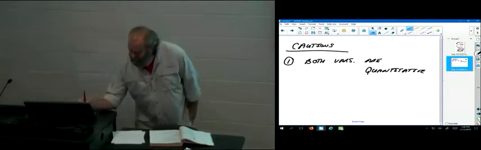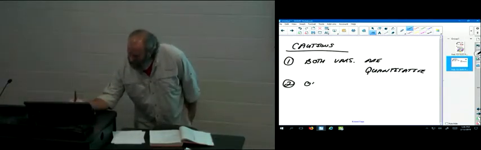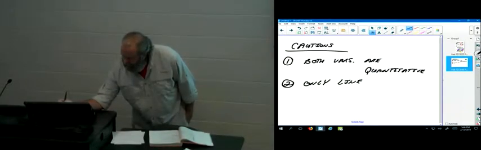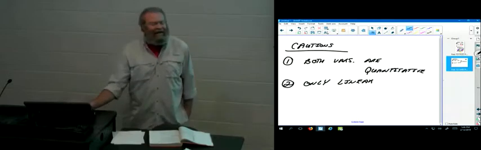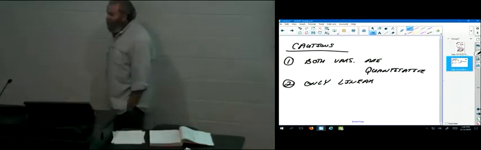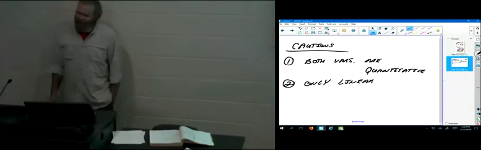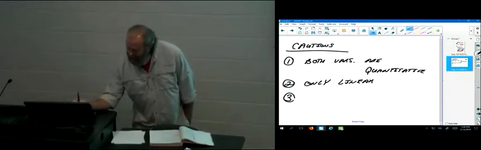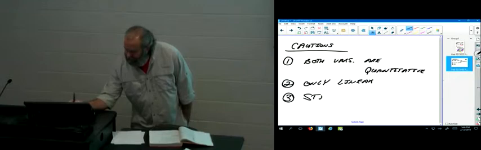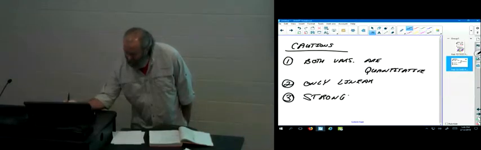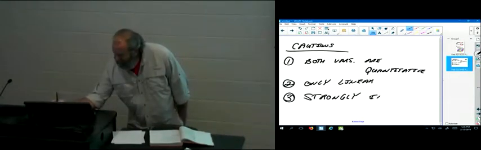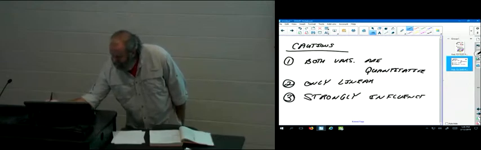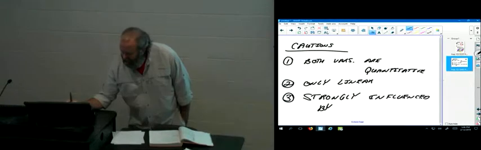Two, only linear. It will not tell you about any other form. It's only checking for linear, the strength and direction of that. Three, strongly influenced by outliers.